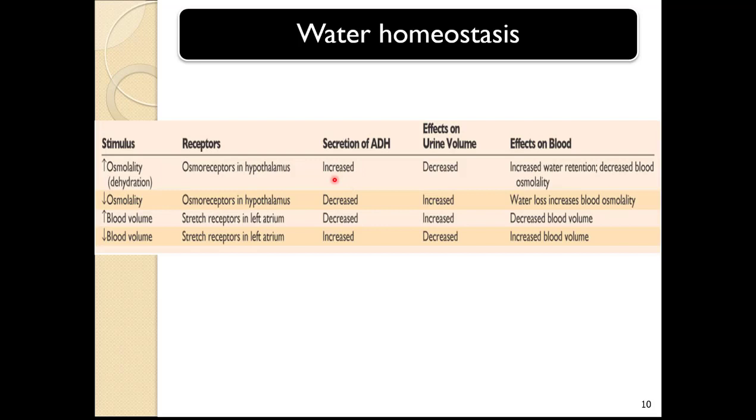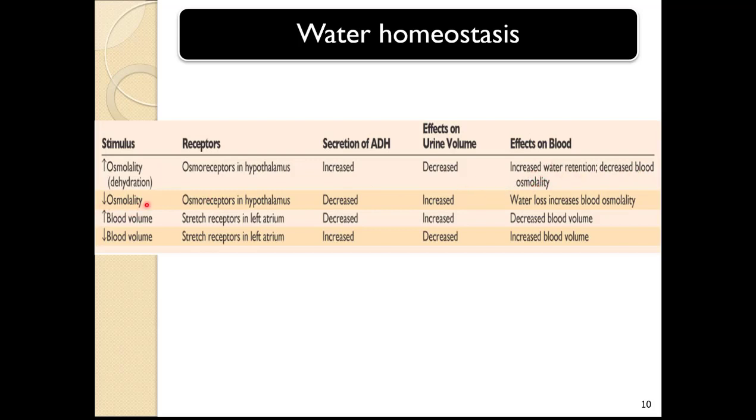from the pituitary gland because, remember, this is going to cause more water to be kept at the kidneys. It's going to be kept in the blood, and that will offset the dehydration. The effect on the urine volume, though, is going to be to decrease it because we're not going to be peeing as much water out. And the effect over here, you can see increased water retention and decreased blood osmolality.